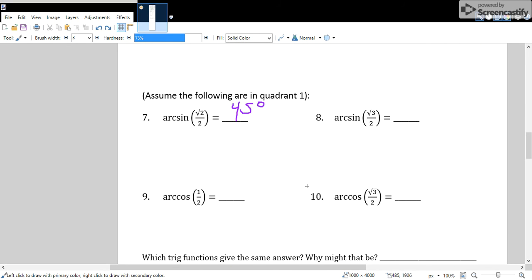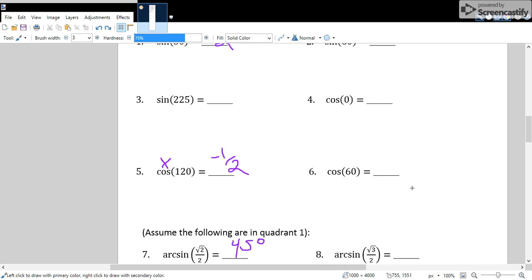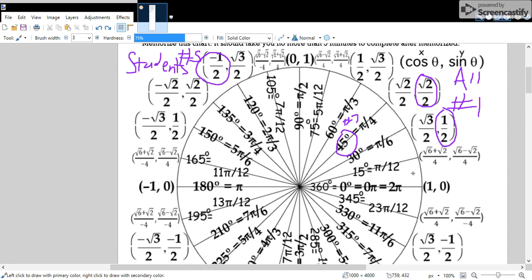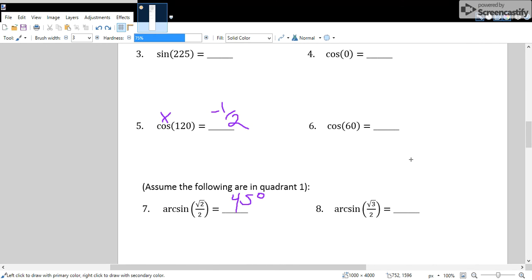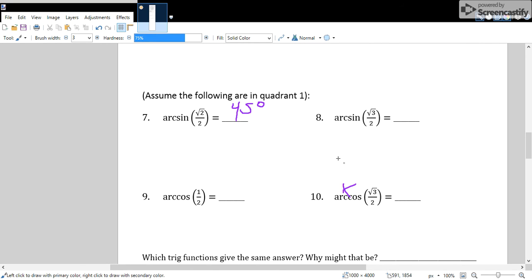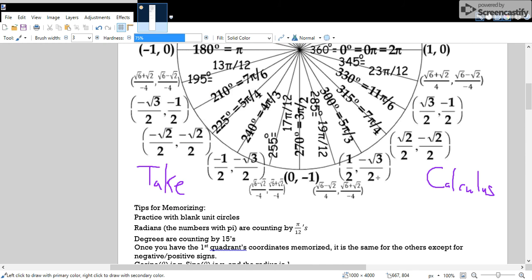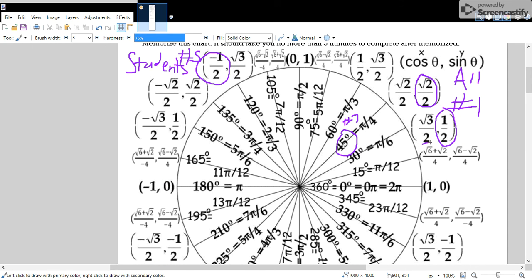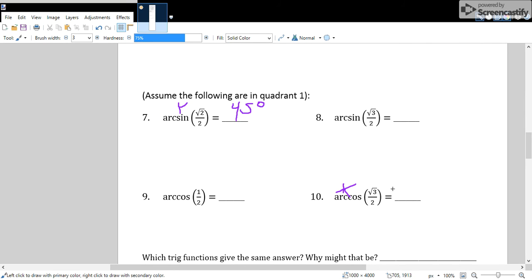All right, so we'll do one more. Let's look at arc cosine of radical 3 over 2. So we're going to go back to quadrant 1, find radical 3 over 2 for the x value, since it's talking about cosine. That's x. So if we look at that, here it is for the x value, and our angle measurement is 30 degrees.